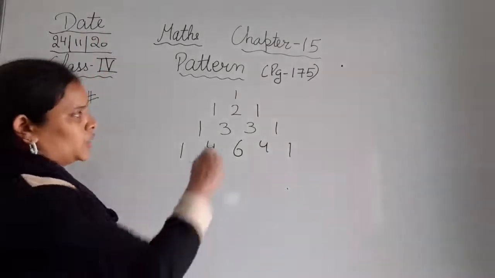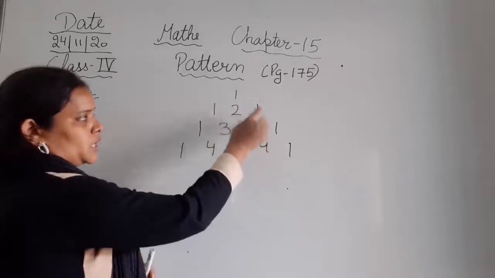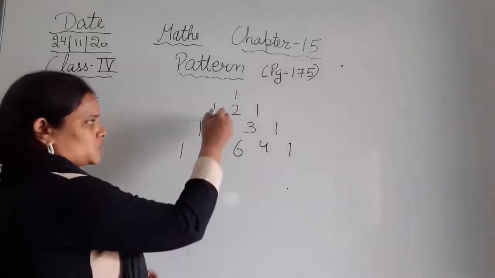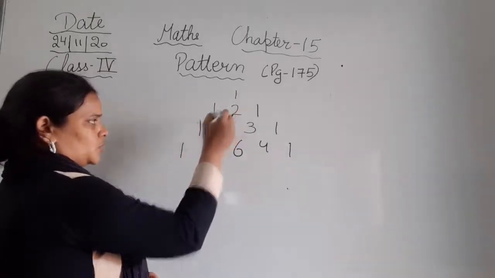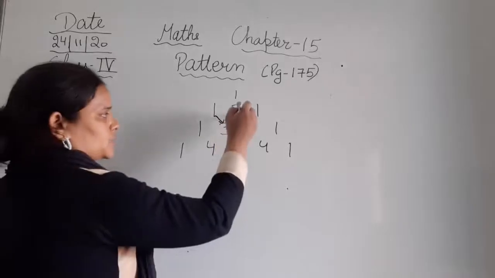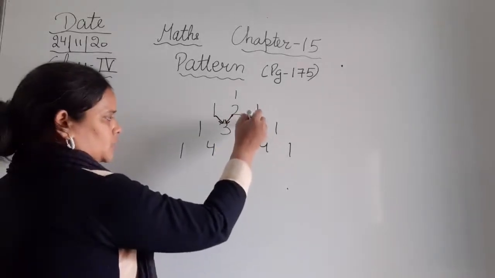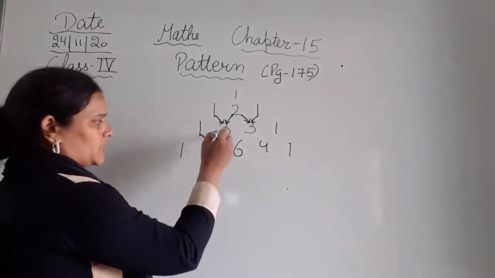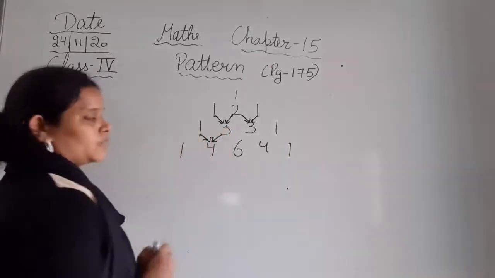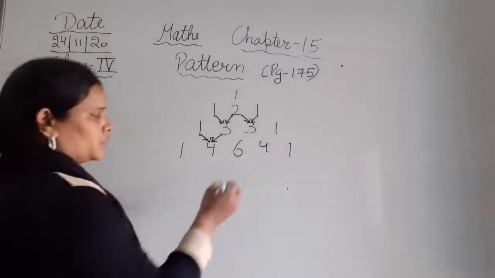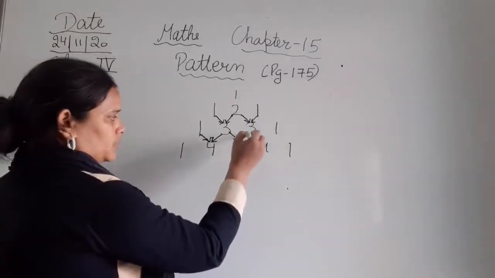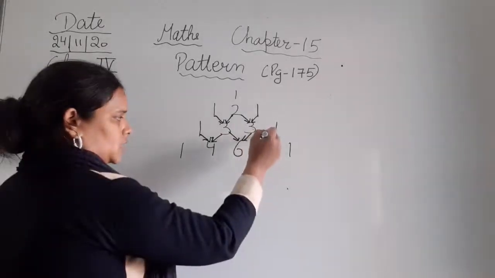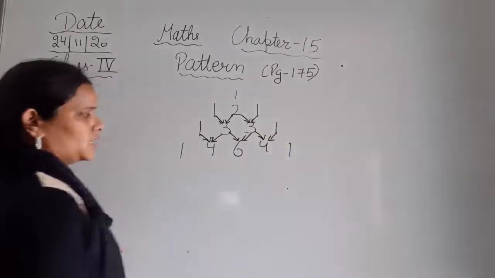Look carefully. Here it is 1 2 1. Now here it is 1 3 3 1. As you can see, after adding this 1 and this 2, you will get 3. After adding this 2 and 1, you will get 3. Okay, 1 plus 3, 1 plus 3 is 4. 3 plus 3 is 6. 3 plus 1 is 4.